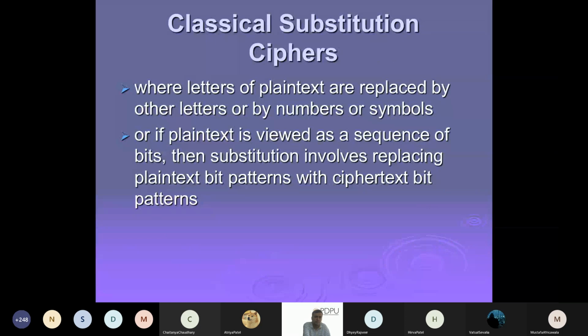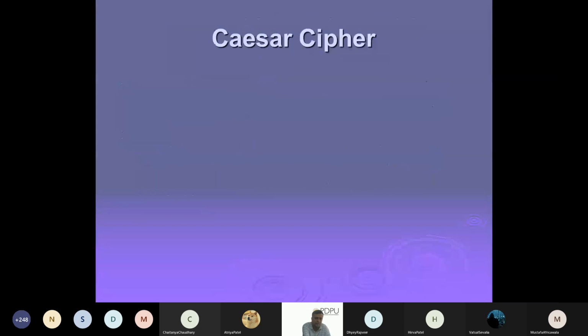Okay. So now we are going with classical substitution ciphers. We have a plain text with some letters, numbers and symbols, and we are going to use certain things to try and change it. We start with the first one, the Caesar cipher, which was actually used by Julius Caesar, who was a Roman emperor, right? I don't remember which one, 1, 2, 3, 4. I think there were multiple Roman emperors, Julius Caesar.